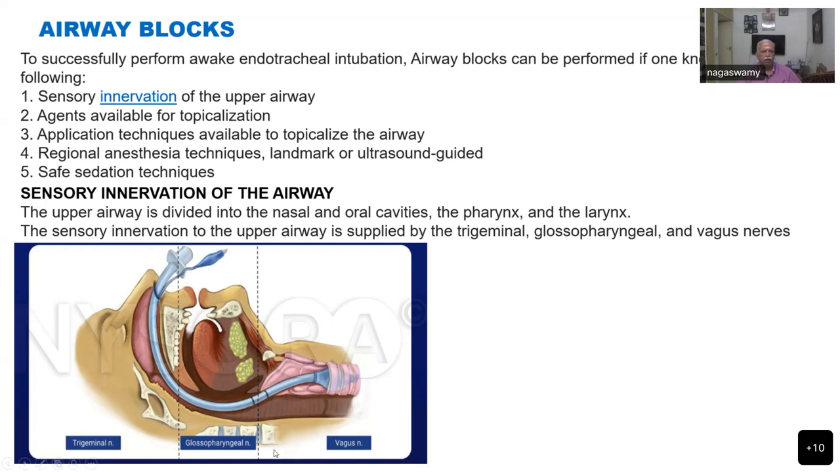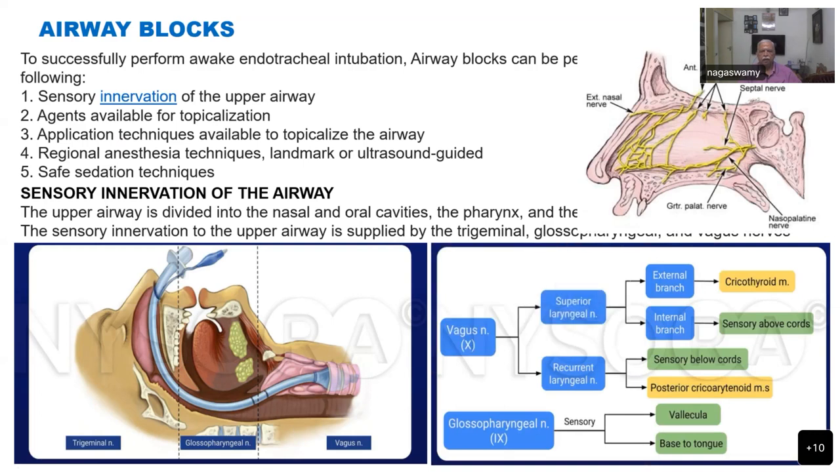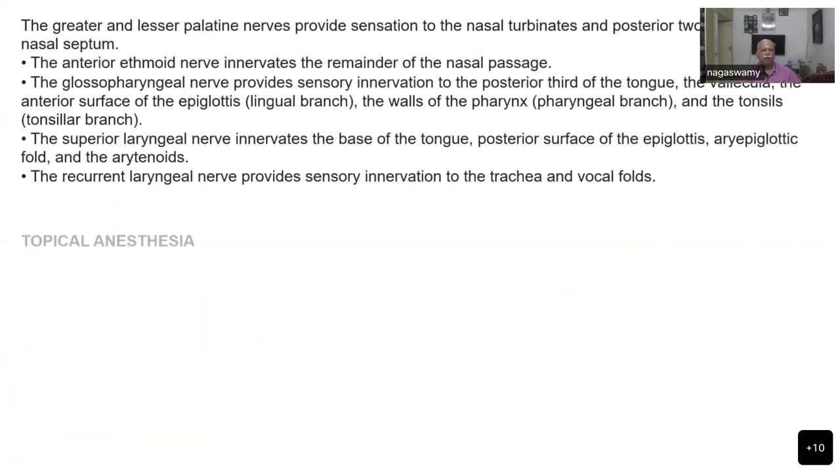So the nasal region is supplied by the trigeminal, the oral region by the glossopharyngeal, and the laryngeal region by the vagus. So at least you remember the main nerve name, even if you don't remember the branches, it doesn't matter. In this picture again, he showed how the sensory supply is going there. Mostly the greater and lesser palatine nerves, the glossopharyngeal nerve, the superior laryngeal and the recurrent laryngeal. These are the four important things.